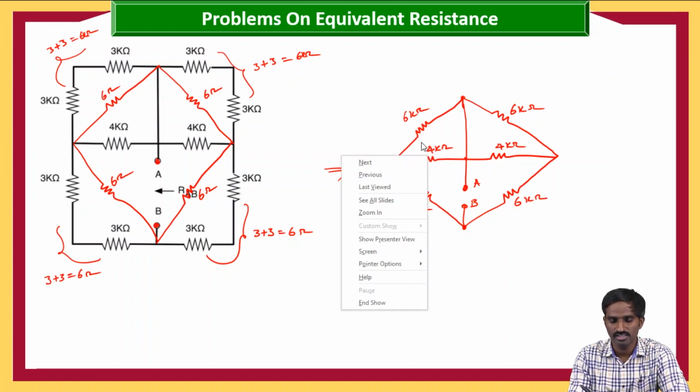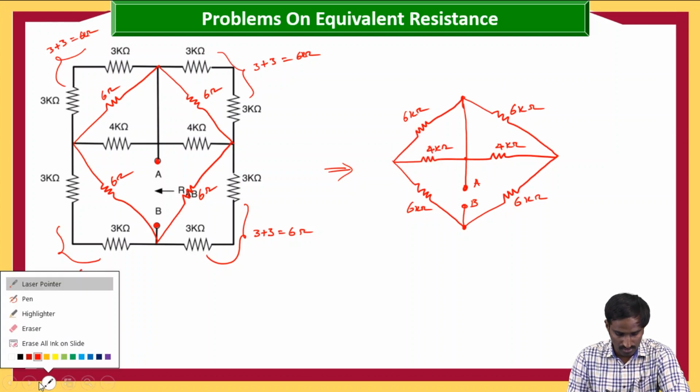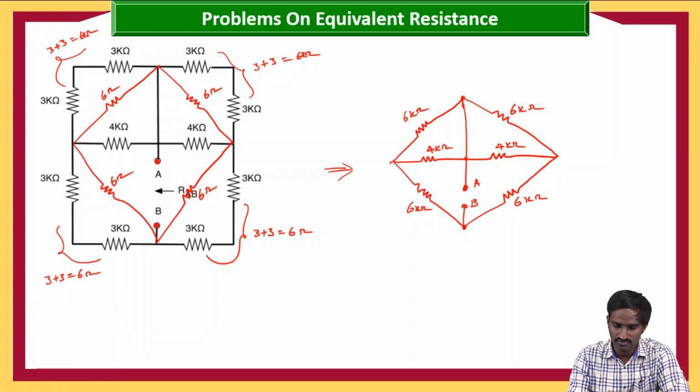Okay, let us consider whether these two are in parallel. Of course, here as you can see, these two are in parallel. Why? Because these two are having two common nodes, right? So what are those two common nodes here? This is one common node, and another one is this. This is the second common node, because this point and this point are the same.